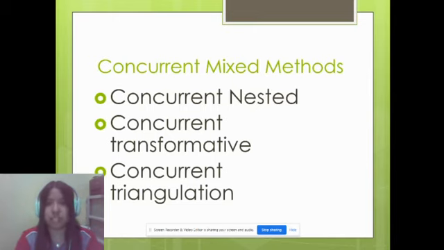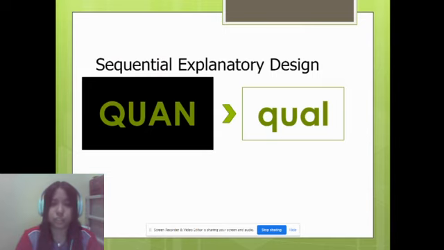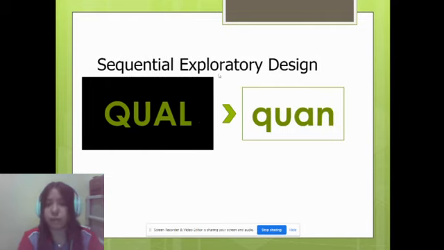For concurrent, it means that you're going to use the quantitative and qualitative at the same time. It is nested, or it can be transformative, or it can also be a concurrent triangulation. So just to show you a figure of that, we have sequential explanatory design. Here, after gathering the quantitative, you use a qualitative to support the quantitative data. While for sequential exploratory, after conducting a qualitative research, you want to support this with quantitative, so you conducted a quantitative research.